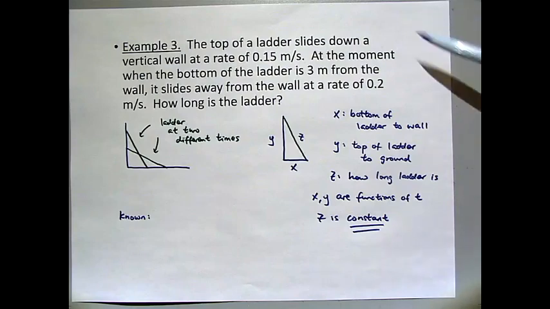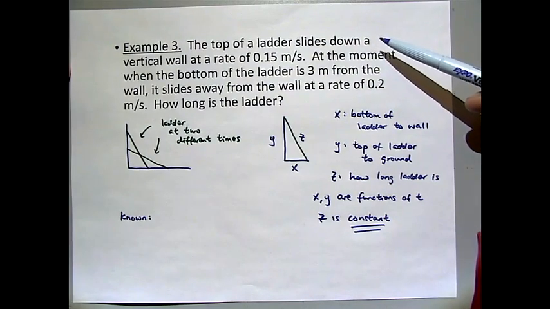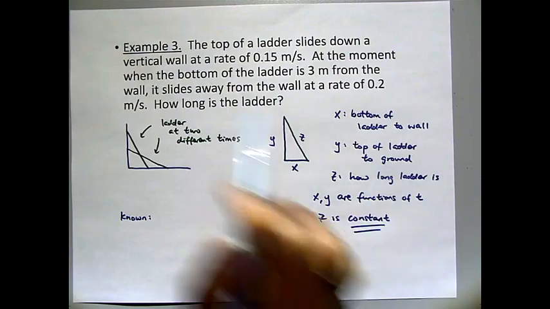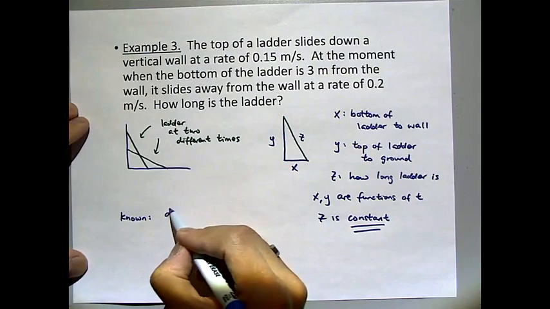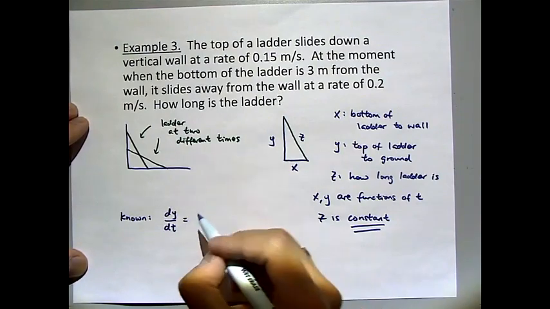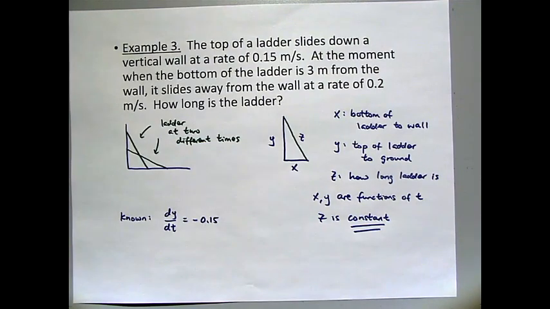Okay, now we collect information. What do we know? We know the top of the ladder is sliding down a vertical wall at 0.15. So how do we represent that piece of information mathematically using the variables we got? Top of the ladder sliding down: dy/dt, equal to negative 0.15, right? Because that distance y is decreasing.